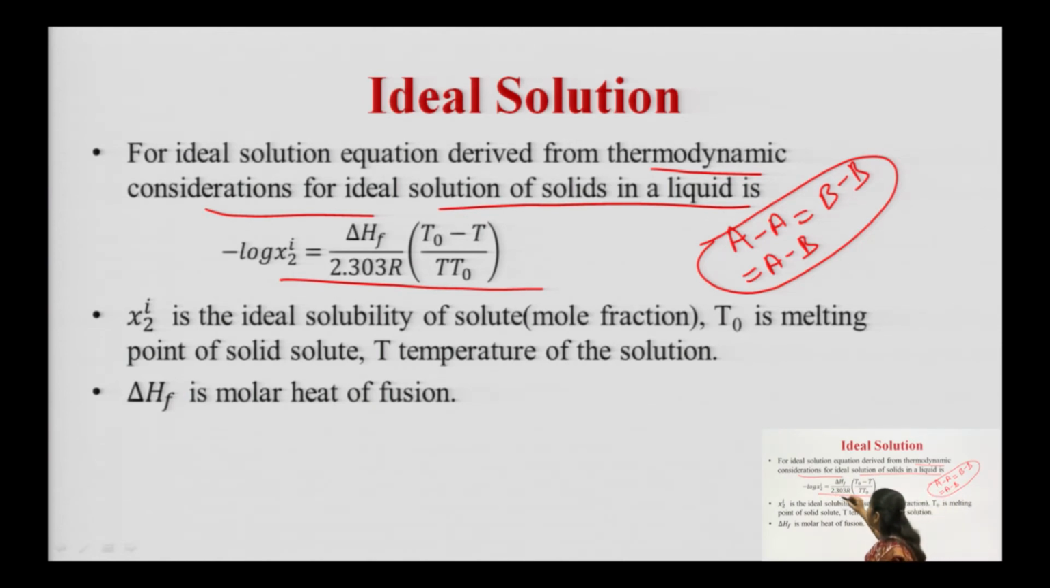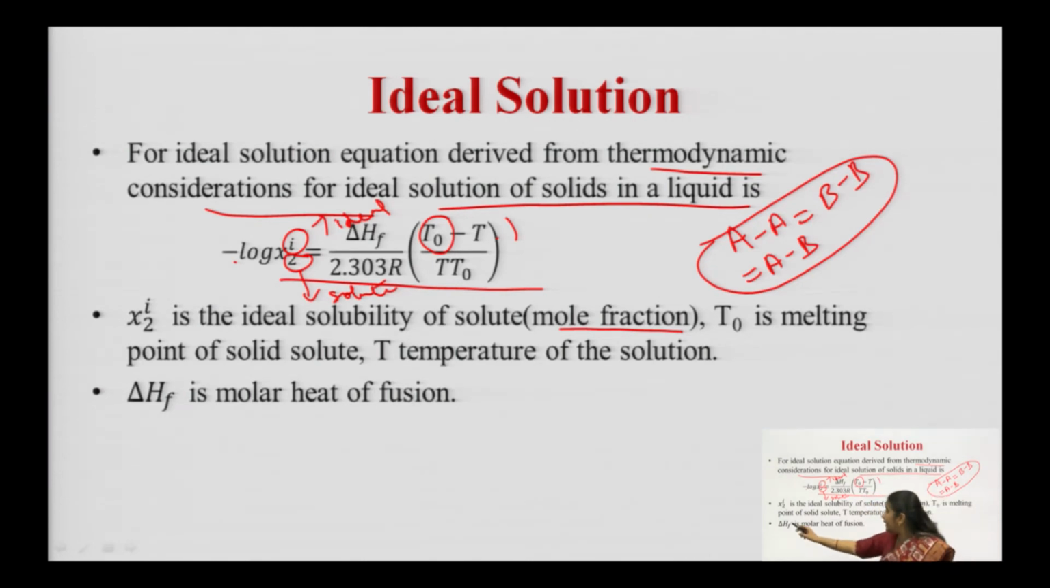Now, consider this equation: minus log x2 i, where 2 stands for solute and i stands for ideal solution, is equal to delta Hf divided by 2.303 R, in brackets, T0 minus T divided by T multiplied by T0. Here x2 i is taken in mole fraction, the concentration is taken as mole concentration, T0 represents the melting point of the solute, and T represents the absolute temperature, taken on the absolute scale, representing the temperature of the solution.